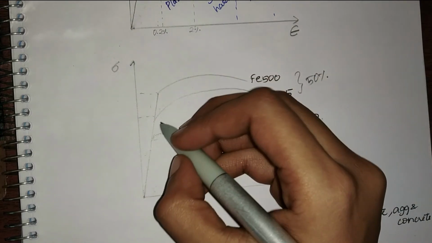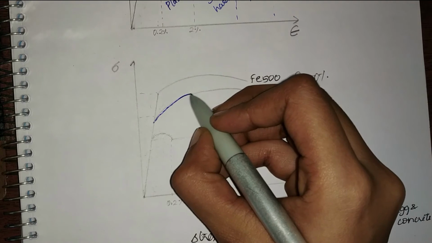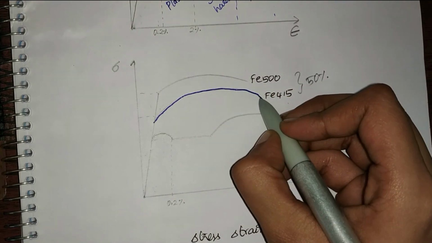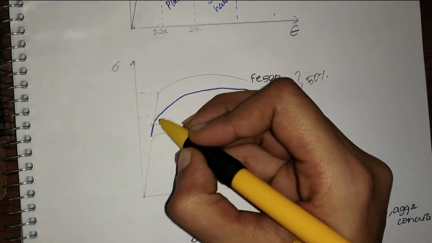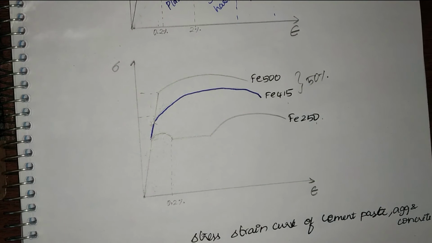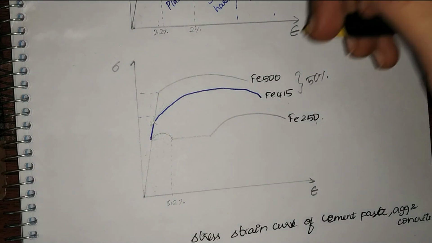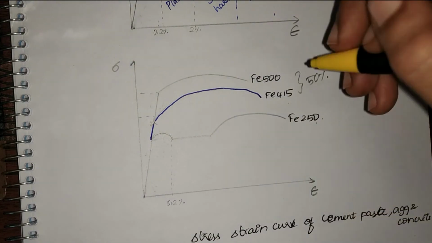Let me highlight that alone. So this is my Fe415. It is linear till this point, but I don't have any upper yield point or lower yield point here, so I may not be able to find what is my yield strength here.